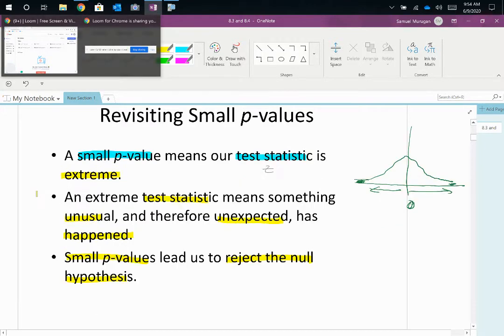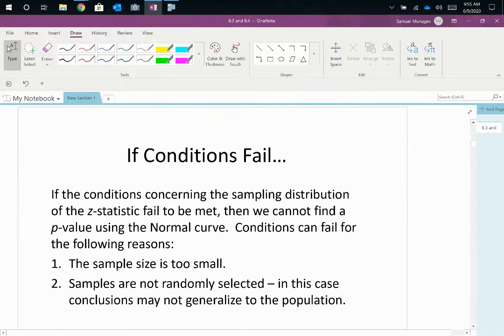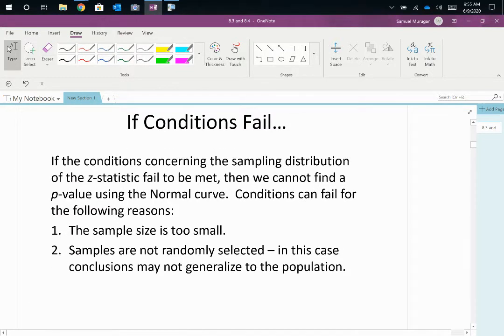Now, let us look at when conditions fail. If the conditions concerning the sampling distribution of a z-statistic fail to be met, then we cannot find a p-value using the normal curve. Conditions can fail for two reasons. Actually, more than two reasons, but we'll discuss a couple. One is that the sample size is too small, and the other is that the samples are not randomly selected. In this case, conclusions may not generalize to the entire population.